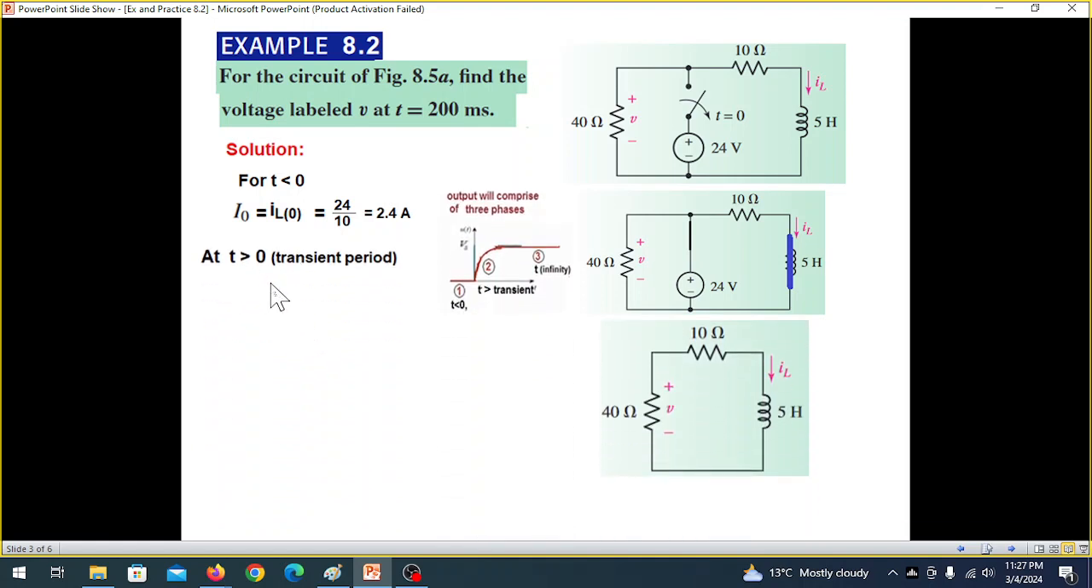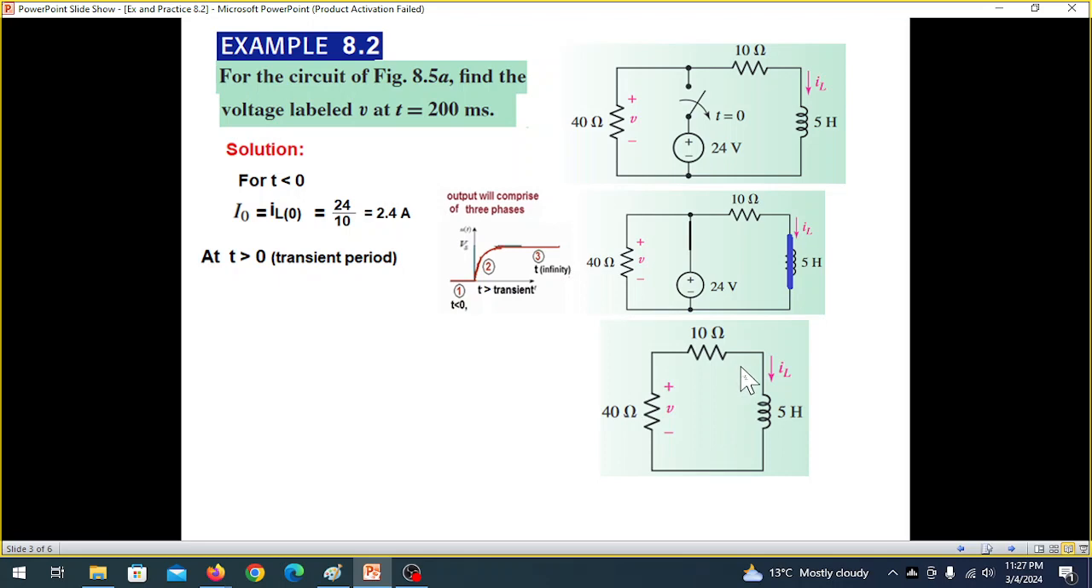Then at t greater than 0, in brackets I am writing transient period. Actually, when we move ahead, we'll notice that for t less than 0, the circuit is in steady state condition. For t greater than 0, this circuit is in transient period for some time. And then I call this t greater than 0, where t is actually infinity. So in the simple RL circuit or RC circuit, we'll be only dealing with these two parts, not the t infinity part.